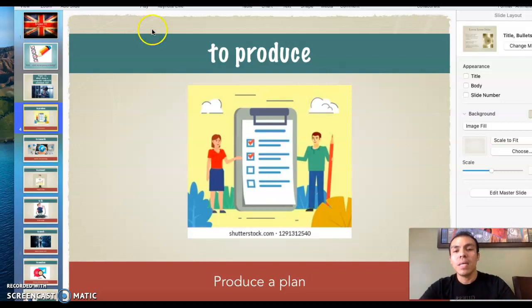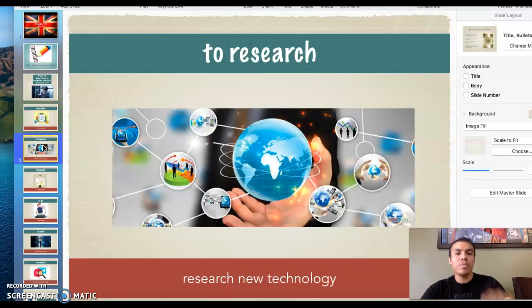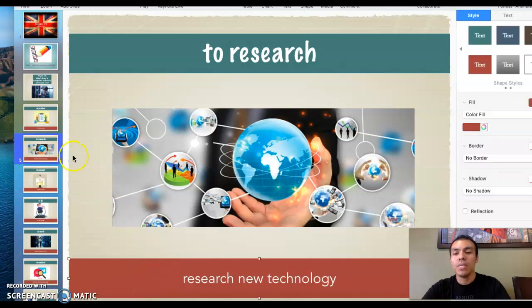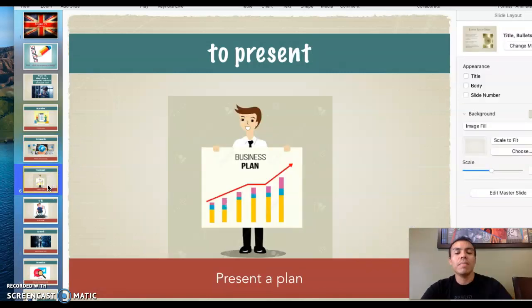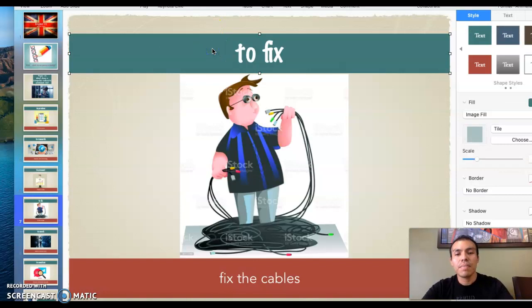Verb number 1, to produce. Let's repeat. To produce. Example, produce a plant. Number 2, to research. Let's repeat. To research. Example, research new technology. Number 3, to present. Let's repeat. To present. Present a plan. Number 4, to fix. Let's repeat. To fix. Example, fix the cables.